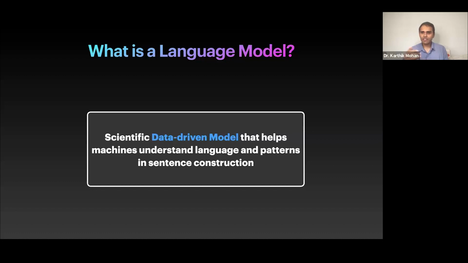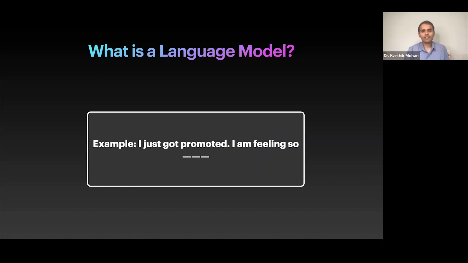So language models learn this from text available on the web, right? As an example, I just got promoted. I'm feeling so blank. What would the blank be? Probably happy, right? You would say, yeah, sure, I think you're feeling happy. So this is one example of next word prediction. This is one of the tasks that has been there in natural language processing for decades. People have been working on this.